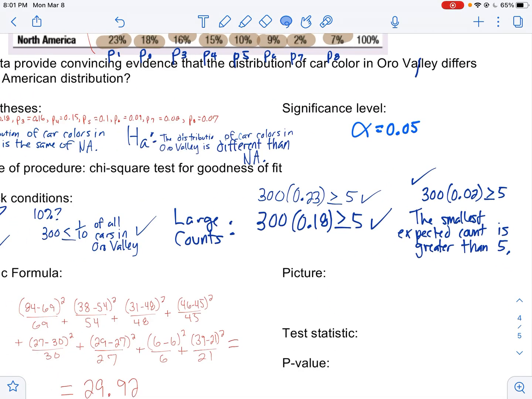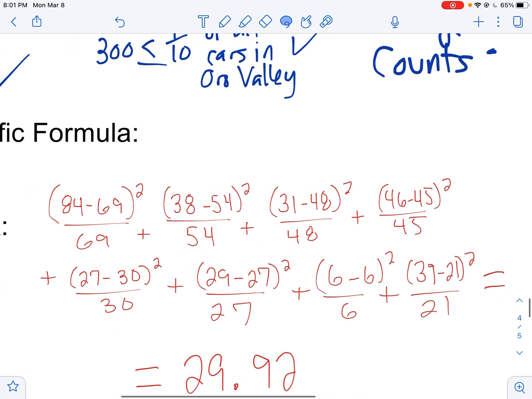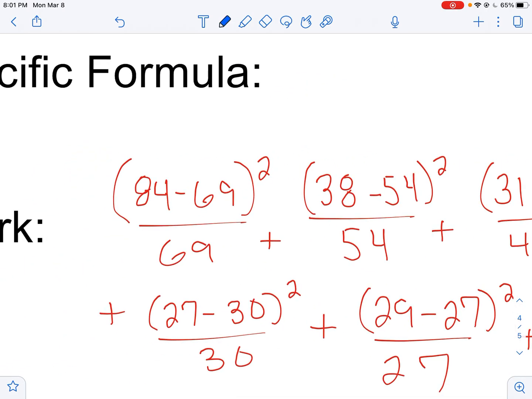Now, the key is I want to figure out how different this distribution is from what I expected based on the distribution of colors in North America. There are a couple ways you can do this. One way is to write out the formula, which I did here. I did the expected count. Whoops, did not want to go with that. That's all right.